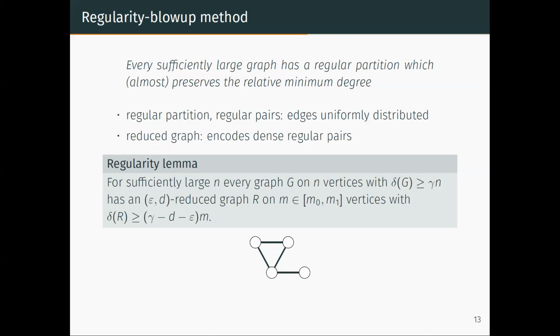Right. And an object that we get out of this is what we call the reduced graph. This encodes where in this partition we have not just regular pairs, but dense ones. Because a regular pair could be regular even if it's very sparse, with very small density, but those are not very useful for us. So we get not just a regular partition, but also one where the resultant reduced graph has a minimum degree that is almost the same as the original graph itself.